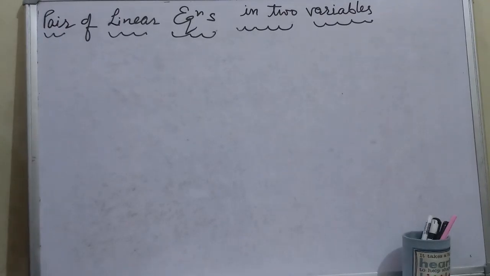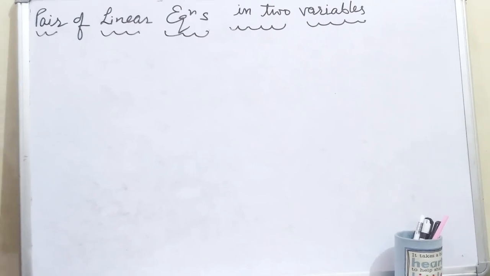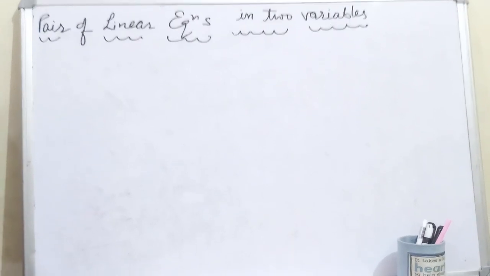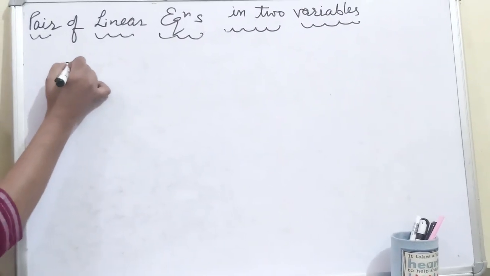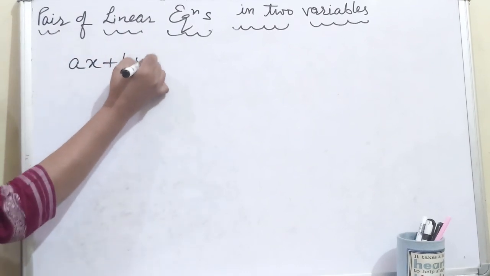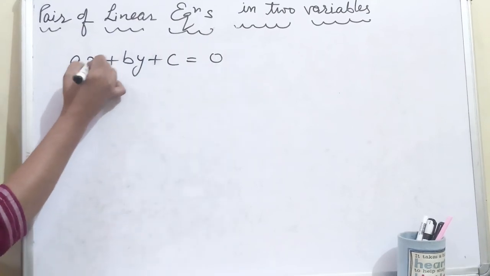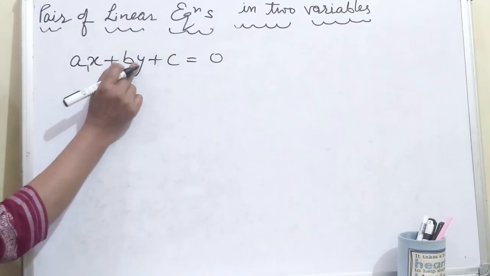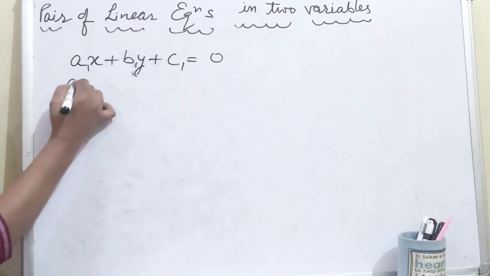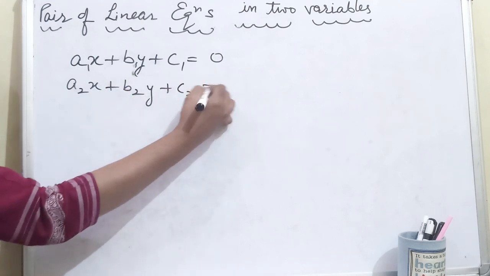Now we will talk about the graphical representation of linear equations. As I told you in the chapter of polynomials also, if I have a linear polynomial or a linear equation, because I am having a pair, I want to get here a1x plus b1y plus c1, this is the first equation, and this is the second equation, and both are equal to 0.